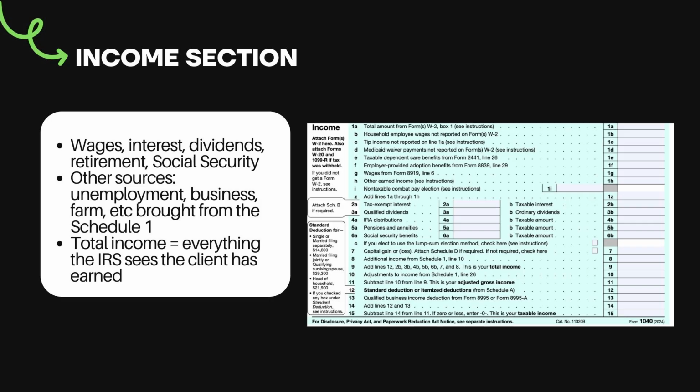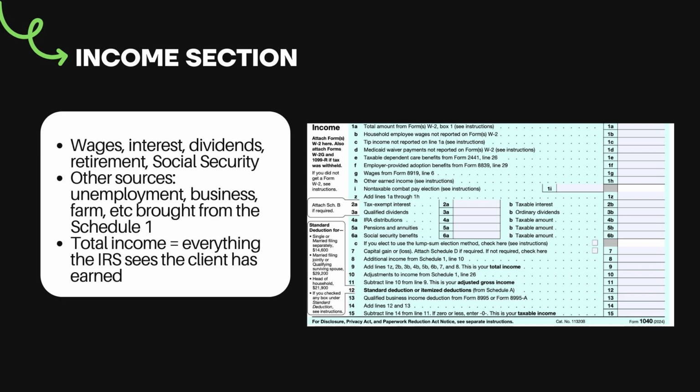We also can't forget other income, things like unemployment compensation from a 1099-G, gambling winnings from a W-2G, or jury duty pay. These may not be as common, but they matter because they all funnel into this section. At the very bottom, you'll see total income. This number is huge because it's basically the IRS saying, this is everything we see that came in during the year. From there, adjustments and deductions will bring that number down, but this total is the starting point for the entire return.